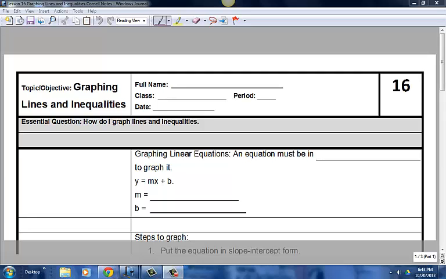Today we're going to be learning about how to graph lines and inequalities. So your essential question for today is, how do I graph lines and inequalities?